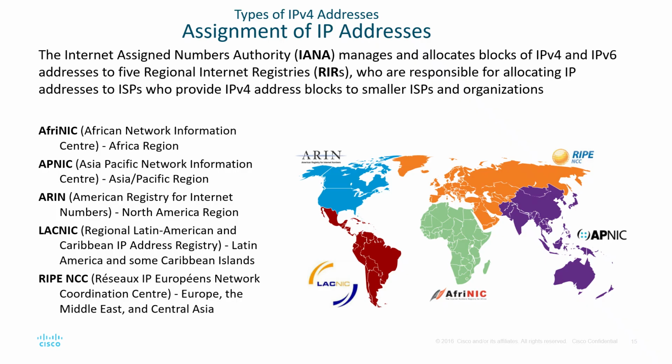AFRINIC is the African Network Information Center in Africa region. APNIC is the Asia Pacific Network Information Center in the Asia and Pacific region. ARIN is the American Registry for Internet Numbers, which is the North America region. LACNIC is the Regional Latin American and Caribbean IP addressing, and that is for the Latin America and some Caribbean islands. And then lastly, you have RIPE NCC, which is Resolo IP Europeans Network Coordination Center, and that is for Europe, the Middle East, and Central Asia.